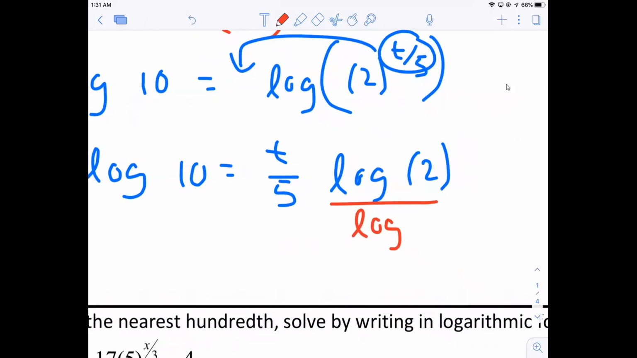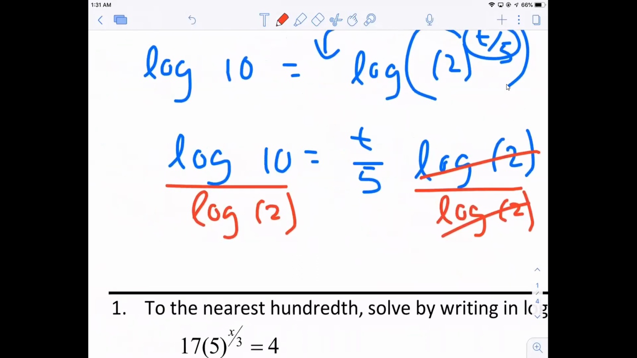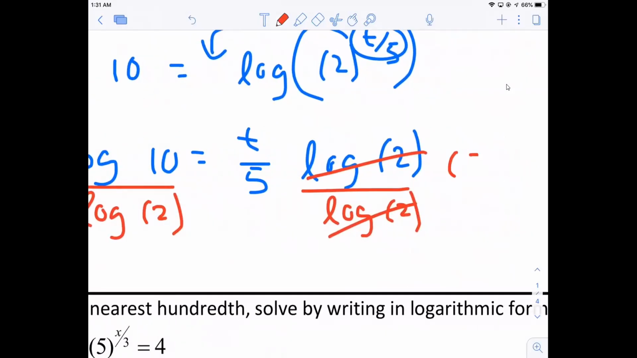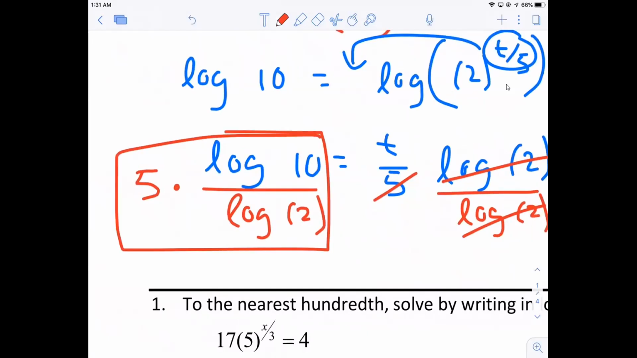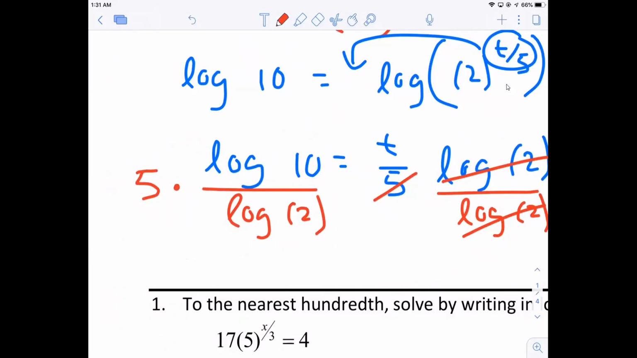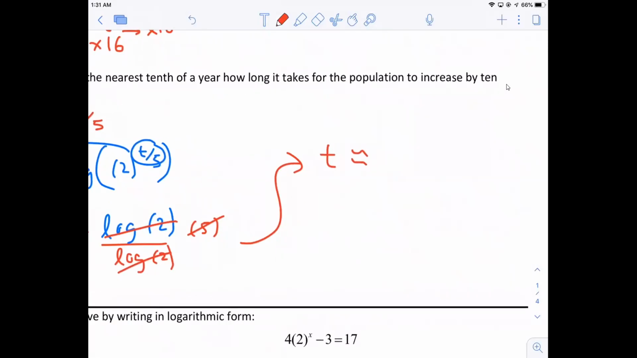So anyway, I'm going to divide both sides by log of 2. That cancels. And I can also multiply both sides by 5, right? Times 5. That cancels. And times 5 on this side. So this is what I would type into the calculator: 5 times log of 10 divided by log of 2. And typing that in, we're going to get t is about 16.6 years.